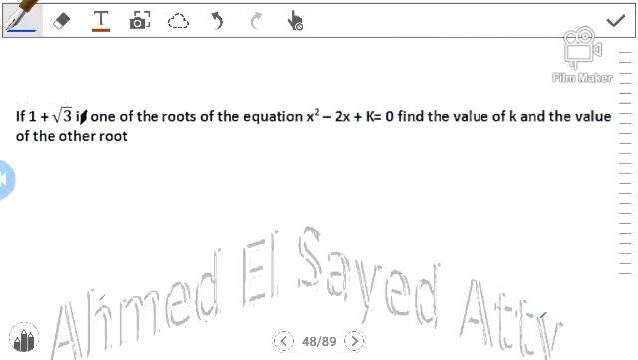Example: if 1 plus root 3i is one of the roots of the quadratic equation x power 2 minus 2x plus k equals 0, find the value of k and the value of the other root. So what do we do here? It gives me one of the roots, asks for the other root, and asks me for the value of k. First, the other root.